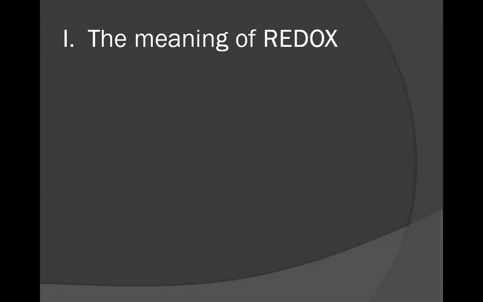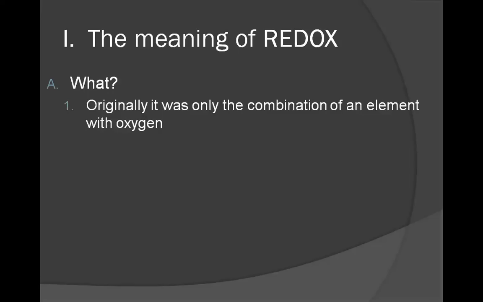First of all, what does redox mean? Well, originally it meant that oxygen was combining with something. So if you had the oxidation of iron, for example, to make iron 3 oxide, that would be oxidation. All right. We now know that it's a transfer of electrons. So anytime electrons are being transferred between elements in a reaction, that's a redox reaction.